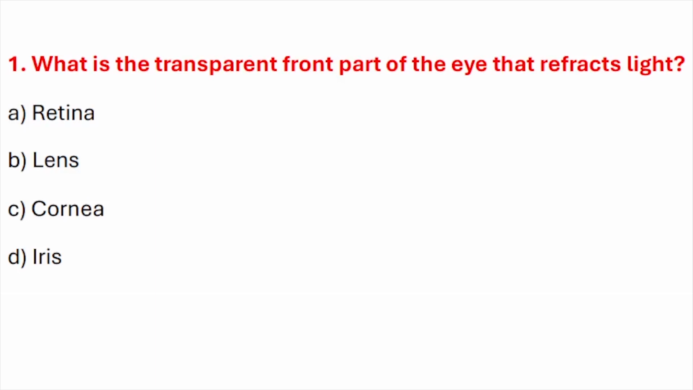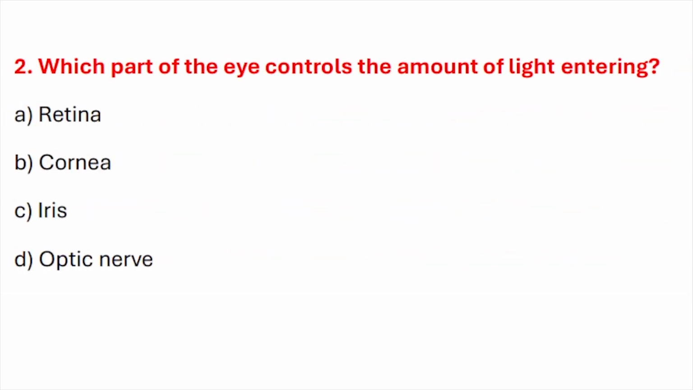Question number 1. What is the transparent front part of the eye that reflects light? Correct answer is option C, cornea. Question number 2. Which part of the eye controls the amount of light entering? Correct answer is option C, iris.